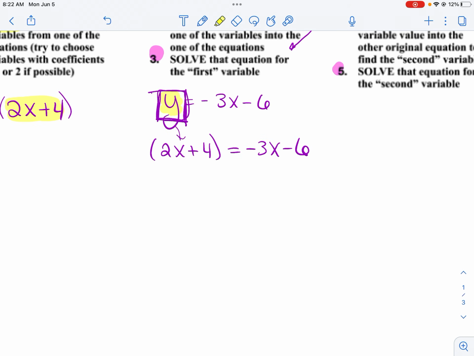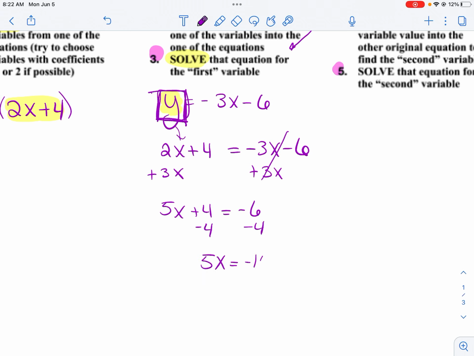Now we have to solve that equation for the first variable. So when I solve this, I can actually remove those parentheses. I don't need them here, but I need to combine like terms. So I'm going to add 3x to the left and to the right. So 5x plus 4 is equal to negative 6. Then I'm going to take away 4. So 5x is equal to negative 10. Divide by 5. And x is equal to negative 2, right? So that is my first variable.